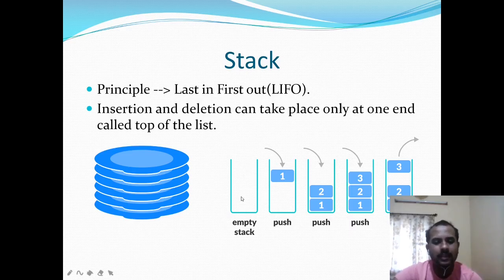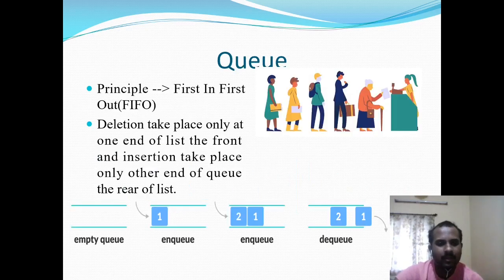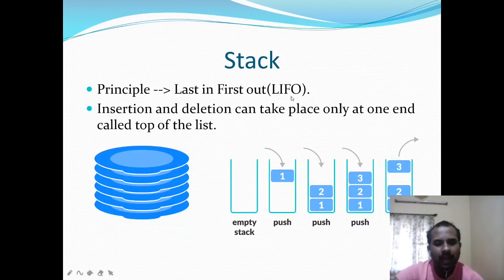So in this stack representation, 1 is the item that is initially pushed, then 2, then 3. But when you are removing the elements, the topmost element will be removed first. That is, 3 will be removed first, then 2, then 1. So we have the name last in, first out. 1 came in first, but it goes out last. 3 came in last, but it goes out first.